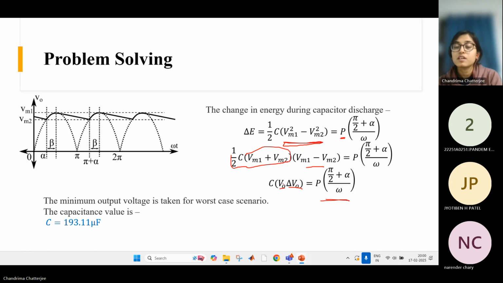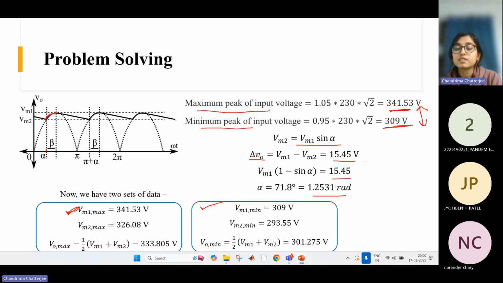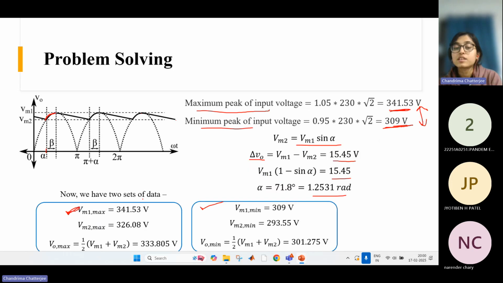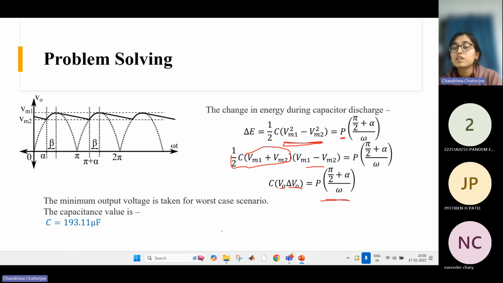Here I have taken this minimum set. Why? Because this gives us a higher value of capacitor compared to this set. You can calculate it and see by yourself. So I have taken the minimum set and calculated the capacitance value as 193 microfarad. If you have any doubt, in the next tutorial session you can ask me, and I will explain.